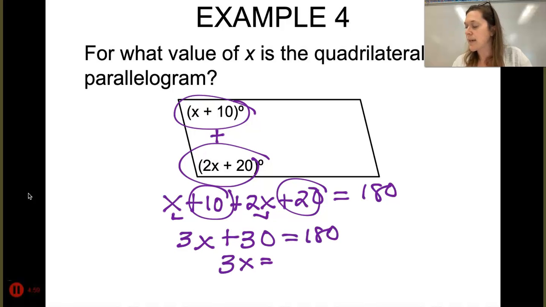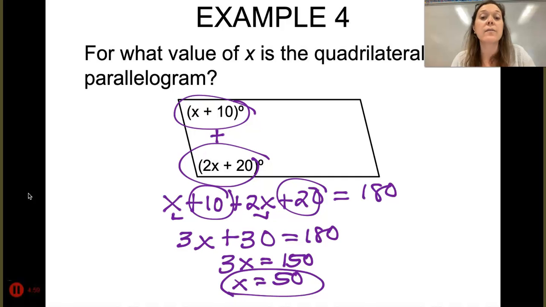Subtracting 30 from both sides gets us 150. Dividing by 3 from both sides gets us 50. So if x was 50, then that shape would be a parallelogram. If x was anything but 50, then it wouldn't be a parallelogram because your consecutive angles would not be supplementary.